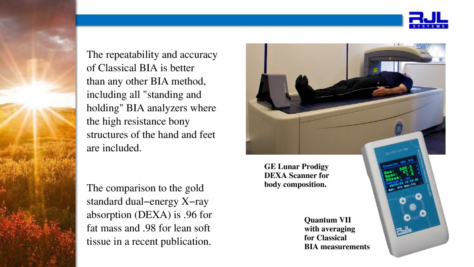The repeatability and accuracy of classical BIA is better than any other BIA method, including all standing and holding analyzers, where the high-resistance bony structures of the hand and feet are included. The comparison to the gold standard DEXA is 0.96 for fat mass and 0.98 for lean soft tissue in a recent publication.